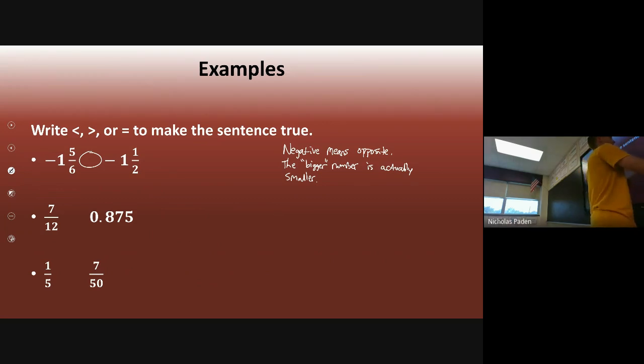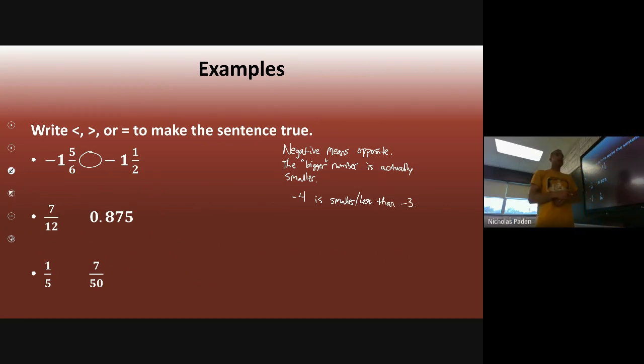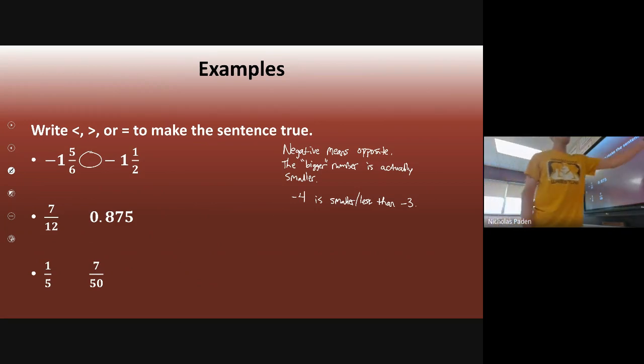So one example of this, -4 is smaller or less than -3. So negative means opposite. You've got to think instead of the bigger number, the smaller number is actually bigger. So -4 is less than -3 because negative means opposite. So if it says greatest to least, and they're all negative numbers, you would actually think least to greatest because negative means think opposite.